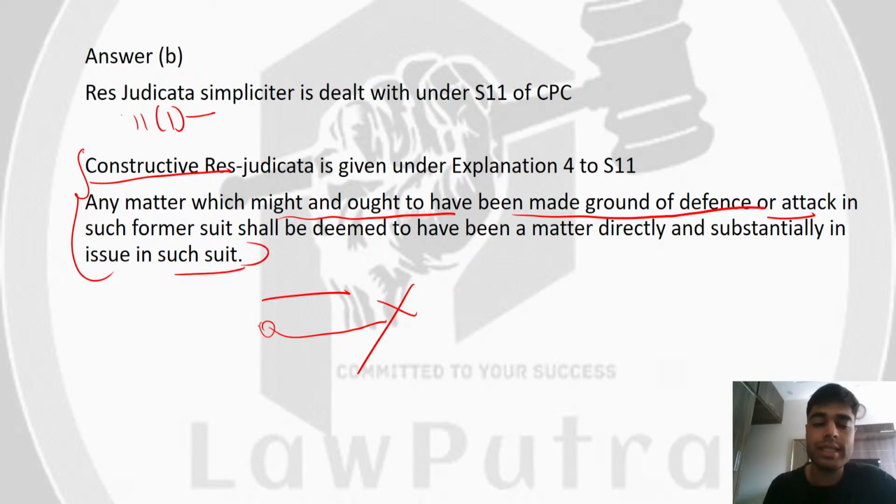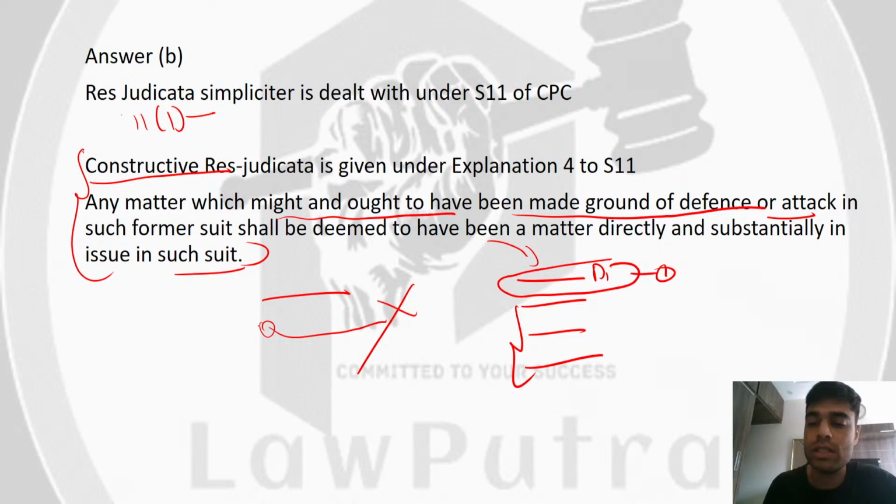It says that, let's say that in a particular suit you had 4 points for defense. That means there was a case filed against you and you have 4 points for defense. Now if, due to some reason, you only took the first defense, and all these other defenses you did not take up in that particular suit, you will be barred from taking these other three defenses also in a separate suit. This is what constructive res judicata says, which might or ought to have been made a ground for defense or attack.